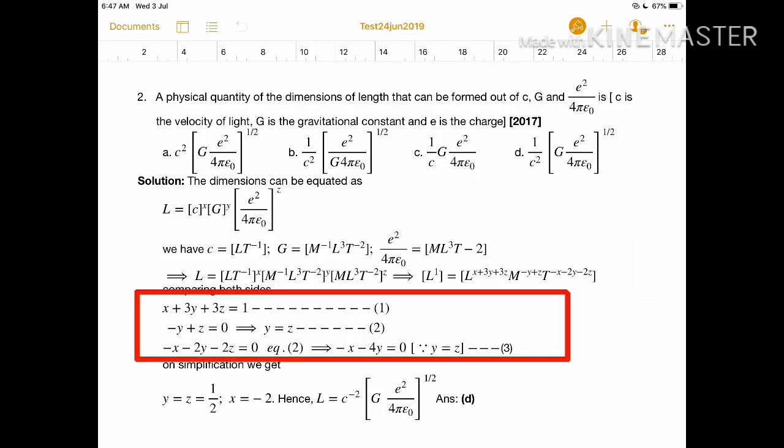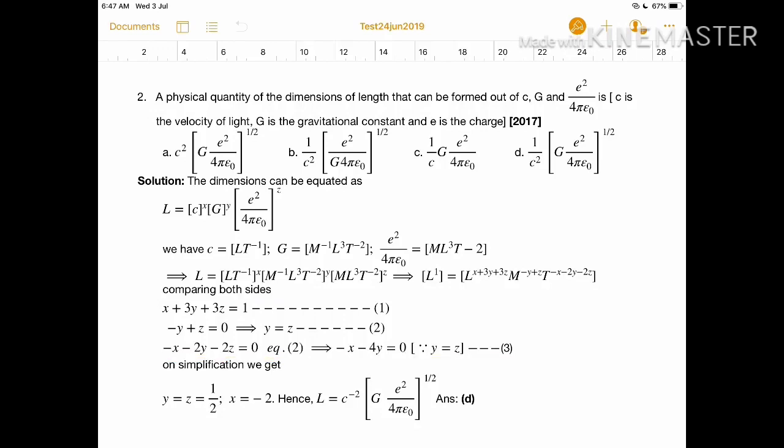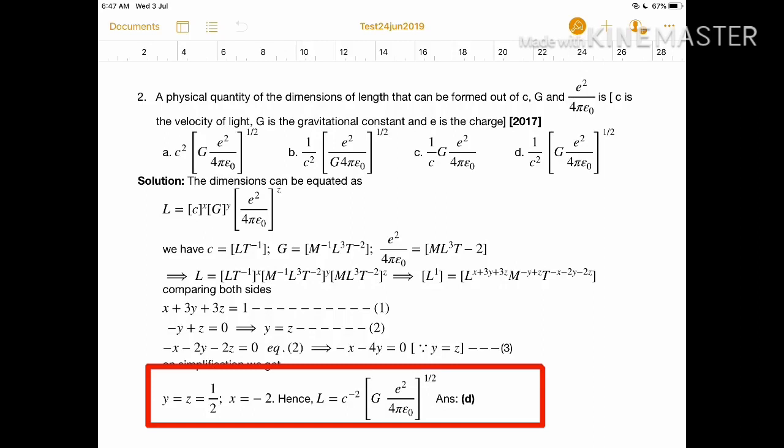Equating the powers on both sides, we are going to get equations as x plus 3y plus 3z equals 1 and minus y plus z equals 0, which implies y equals z, and the third equation can be framed as minus x minus 2y minus 2z equals 0. Now substituting the equation 2 in this equation, we are going to get minus x minus 4y equals 0 as y is equal to z. Simplifying further, we are going to get y equals z equals 1 by 2 and x equals minus 2.